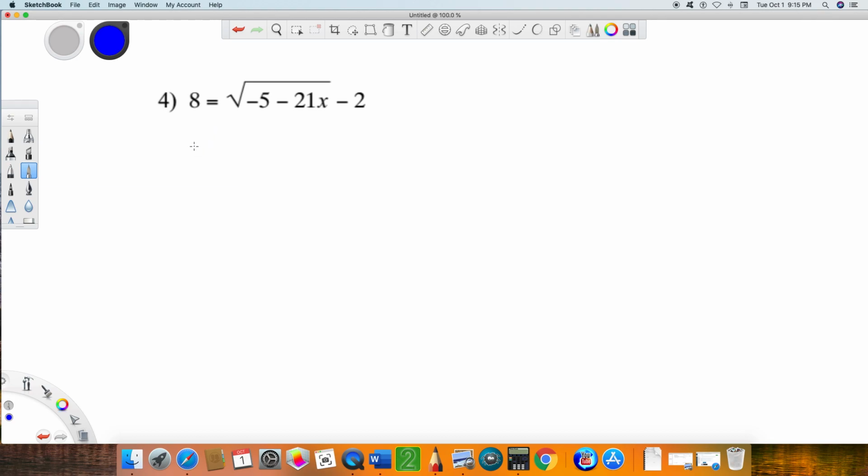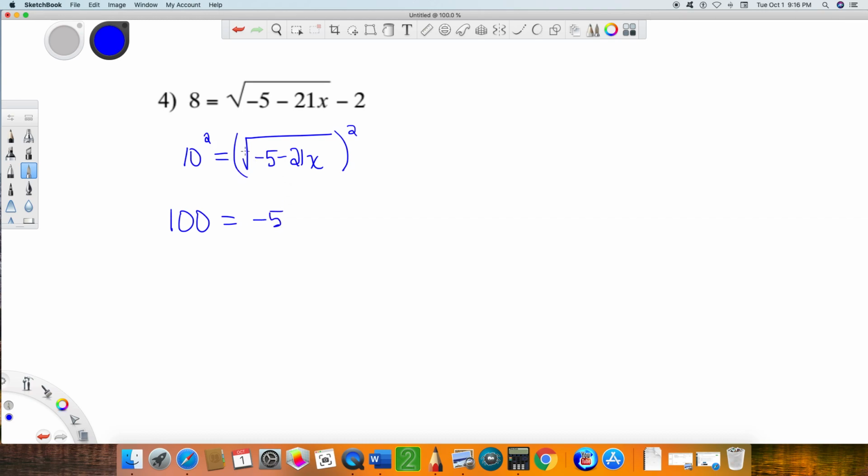So 8 plus 2 is 10. And on the right-hand side, when I add 2, the 2 and negative 2 cancel each other out. So now this radical is by itself. And now to get rid of this radical, I'll square it. And to balance the equation, I'll square the other side. So 10 squared is 100, because 10 times 10 is 100. It's easy to square a radical, but this radical goes away.